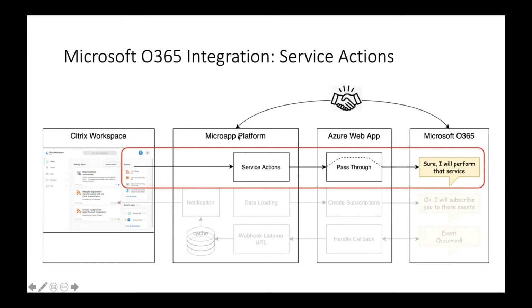Because we've already authenticated between the system of record and the Microapp platform, this request has a valid bearer token in the authorization header. So the Azure middleware can make use of that and authorize its own request to the SOR. Let's see how this looks in practice.